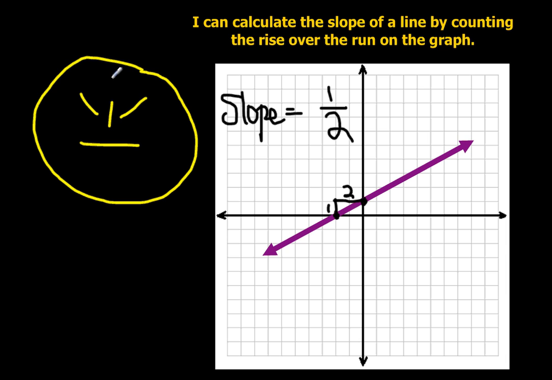He's not. He's just trying to show you that if a line goes up, it's positive. If it goes down, it's negative. If it is vertical, it's undefined. And if it's horizontal, it has a slope of 0. So let's use that to help us on the next one.